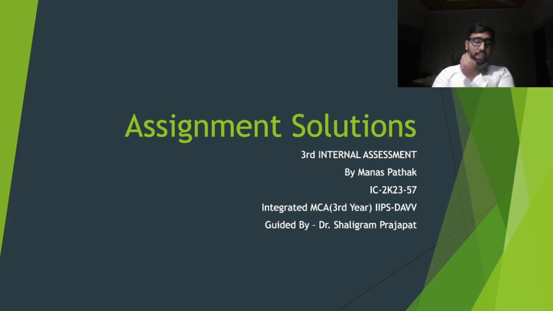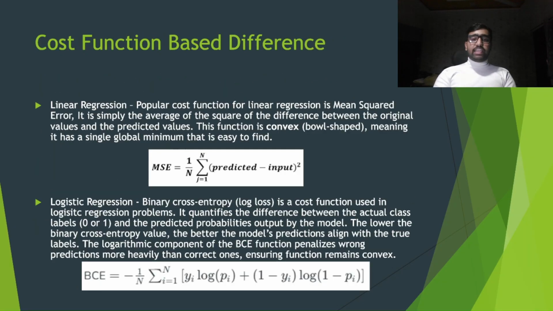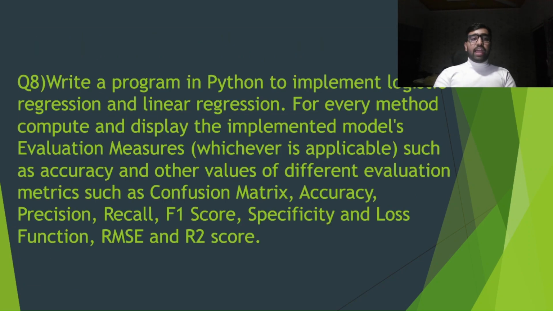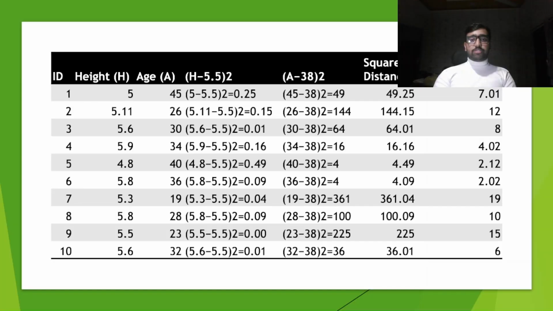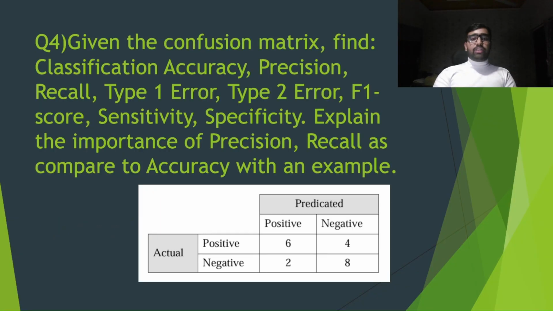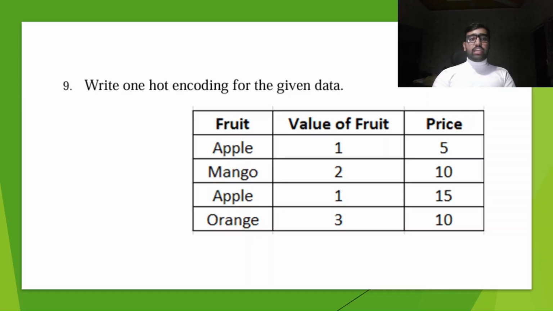So let's start. In the previous video, we saw implementation of logistic and linear regression methods in Python and how to calculate various metrics for these respective algorithms. In today's video, the question is: write one hot encoding for the given data.